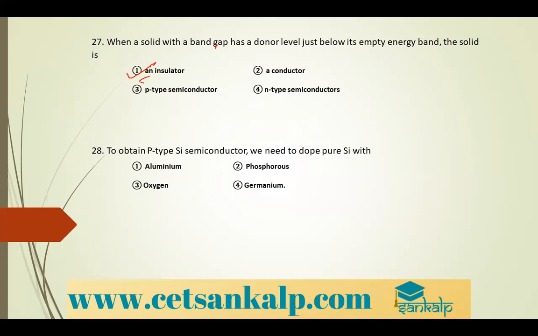Next, to obtain P-type silicon semiconductor, we need to dope pure silicon with aluminum. So to obtain P-type silicon semiconductor, we need to dope pure silicon with aluminum.